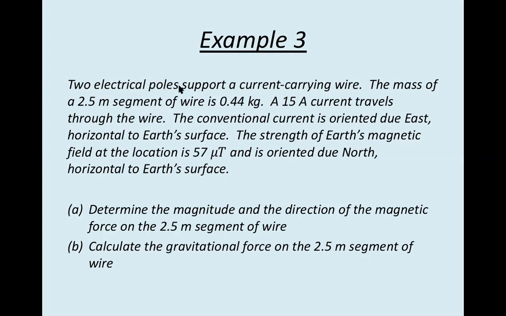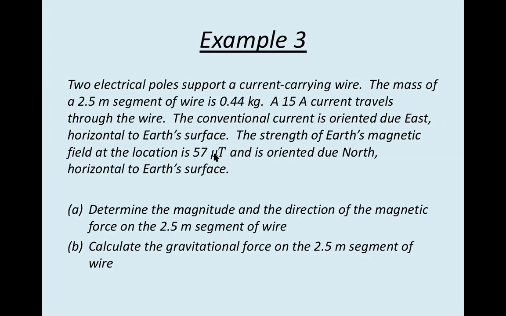Two electrical poles are supporting a current-carrying wire. The mass of a 2.5 meter segment of wire is 0.44 kilograms. 15 amps current travels through the wire. The conventional current is oriented due east, horizontal to Earth's surface. The strength of Earth's magnetic field at the location is 57 micro Tesla.